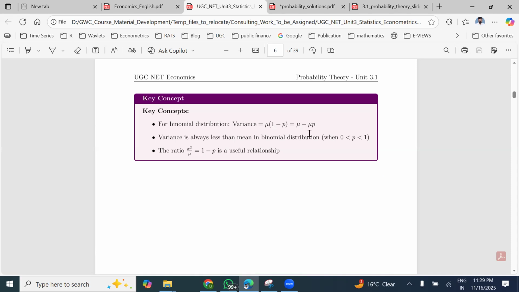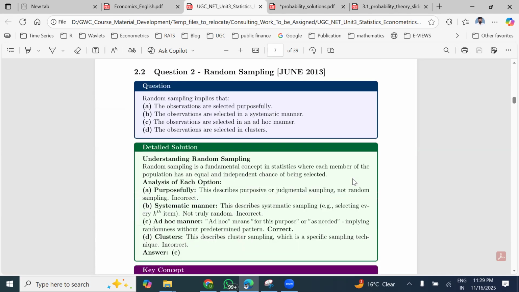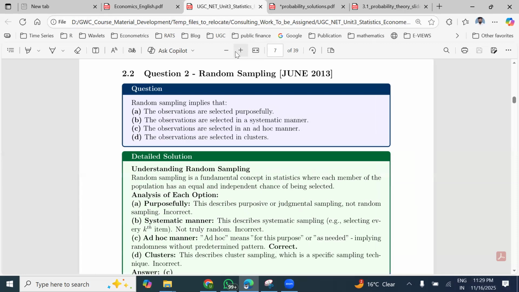Otherwise, what will happen? You will be in your comfort zone. You will leave this, leave that, leave that, and ultimately you will leave many questions. That decision you take in the exam hall. But we must at least try to solve. So that's the second method.